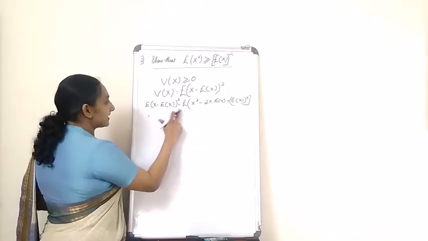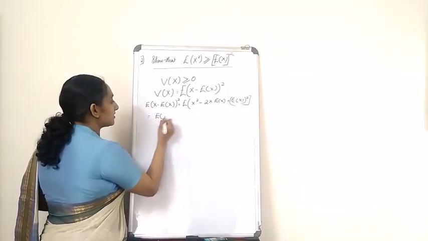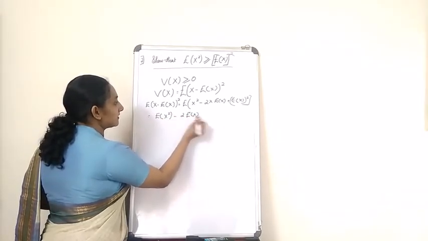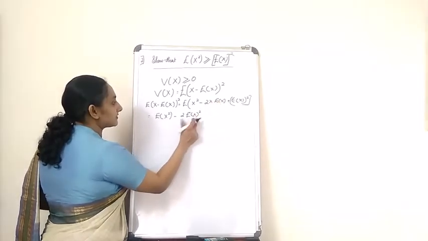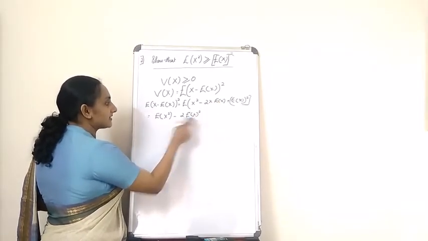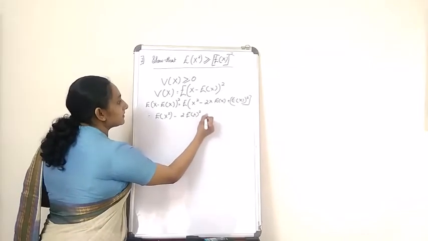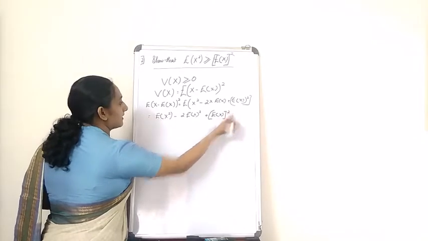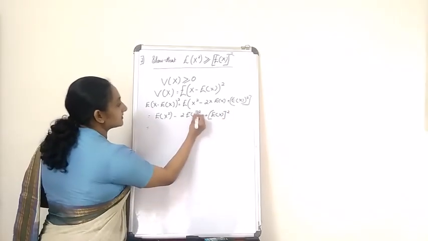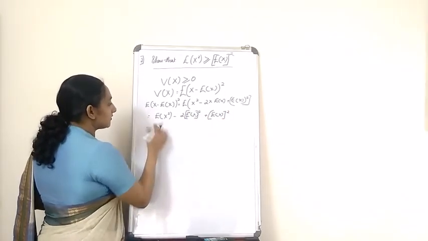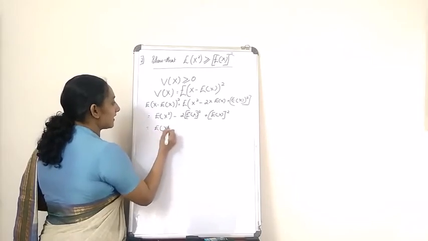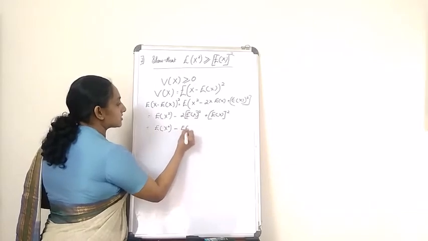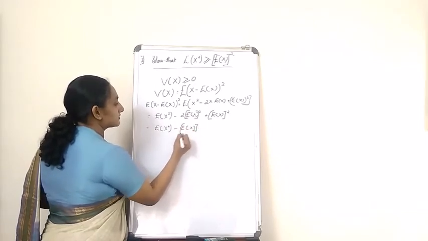When I take this expectation inside, I get expectation of X squared minus 2 into expectation of X, then this expectation of X is also multiplied over here, so I'm going to write this as 2 into expectation of X squared plus expectation of X the whole squared, which is equal to expectation of X squared minus expectation of X the whole squared.